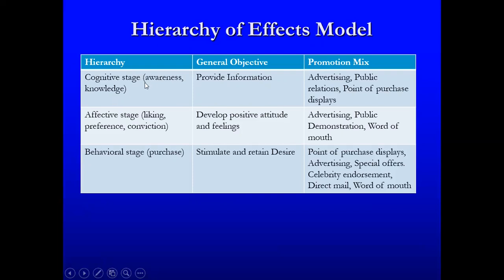So during the cognitive stage, or awareness or knowledge stage, we can do advertising, public relations, point of purchase display. During the affective phase, that is liking, preference, conviction, we can use advertising, public demonstration, and we can take help of word of mouth. During the behavioral stage or purchase stage, we can do point of purchase displays, advertising, special offers, celebrity endorsement, direct mail, and word of mouth.